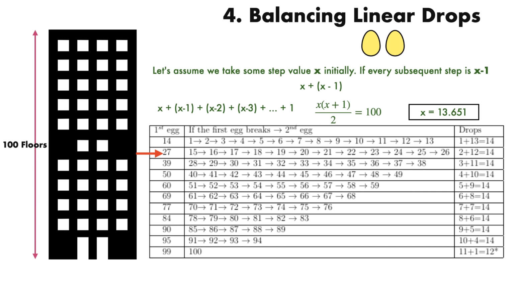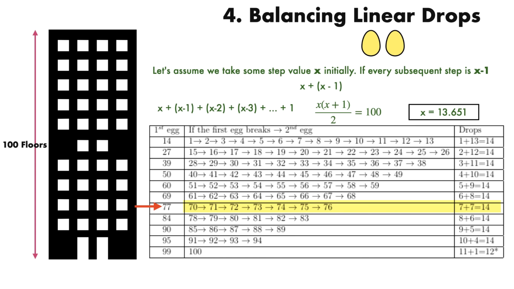Else drop from floor 39 because 27 plus 12 equals 39. If it breaks, check the previous 11. Else drop from floor 50 because 39 plus 11 equals 50. If it breaks, check the previous 10. Else drop from floor 60. If it breaks, check the previous 9. Else drop from floor 69. If it breaks, check the previous 8. Else drop from floor 77.